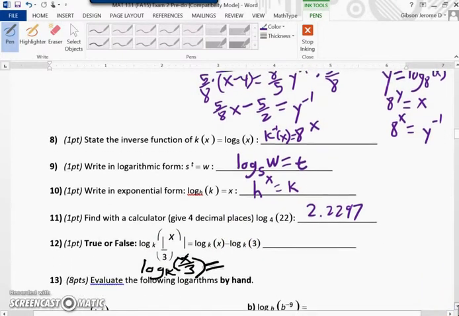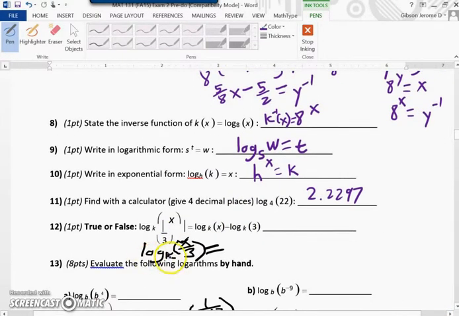Okay, now we come down here to 12. We have log base k of x over 3, and it equals this expression here, because this was kind of jumbled around. Now they want to know if this is true or false. So if we look here, we need to combine this. We know this is subtraction. So with subtraction, we can write the log, its base, and then write this as a division, x over 3. These two are the same, so it's true.